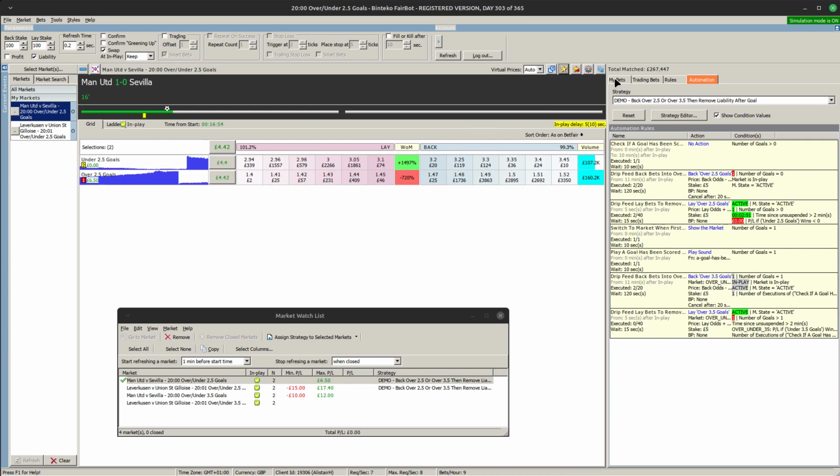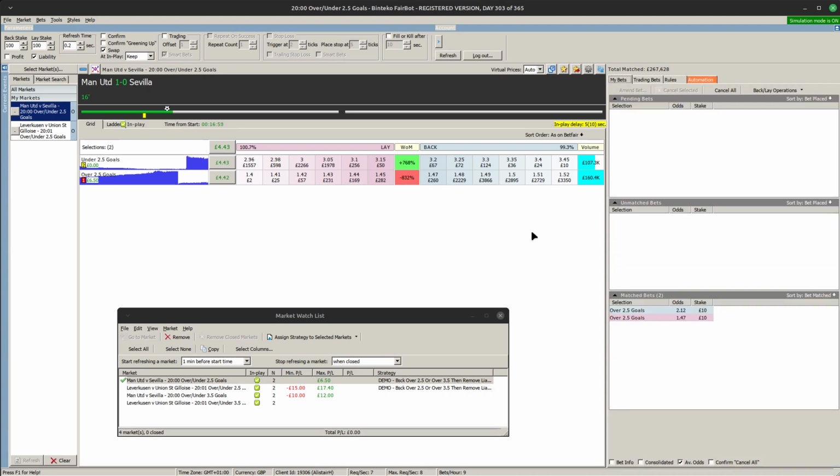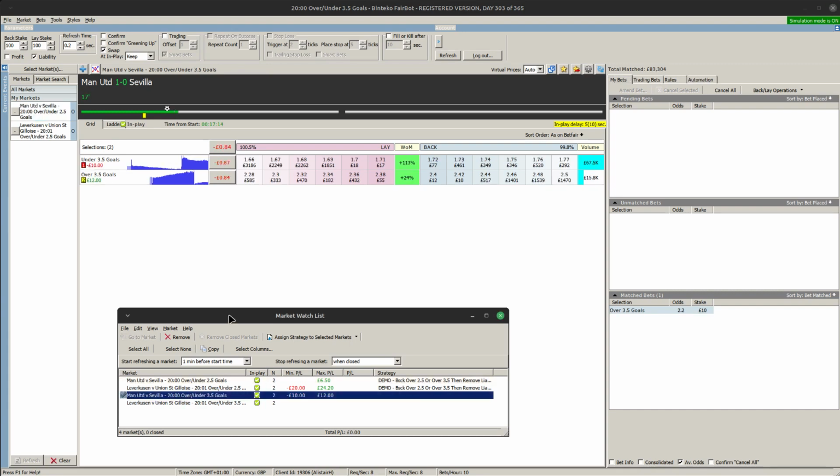So you'll see that the lay process on the 2.5 goals market has been carried out. We only had 2 bets in the market there. So we've got a free bet of £6.50 on the over 2.5 goals in the Manchester United game. We've also got, of course, if I switch to the over 3.5, this thing busy looping through, putting in bets in there, and it will essentially do the same thing, but we're going to need another goal for the lay process to kick in.